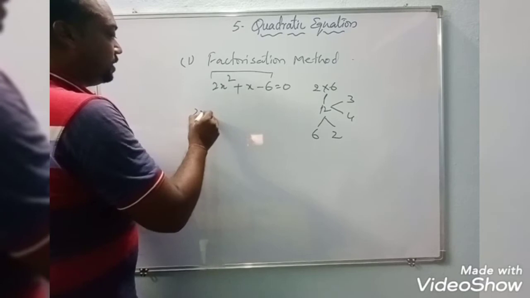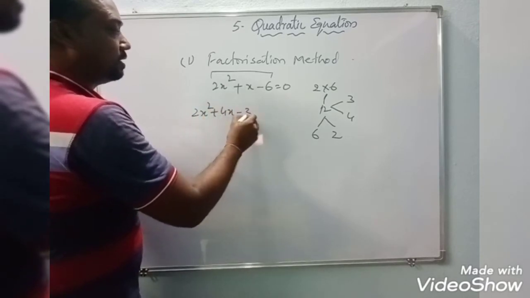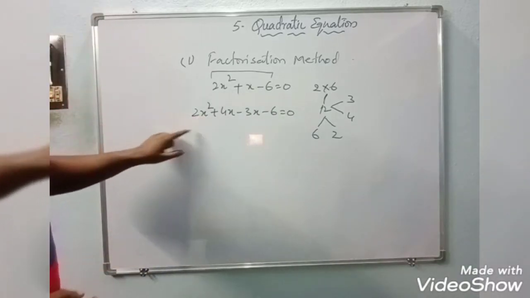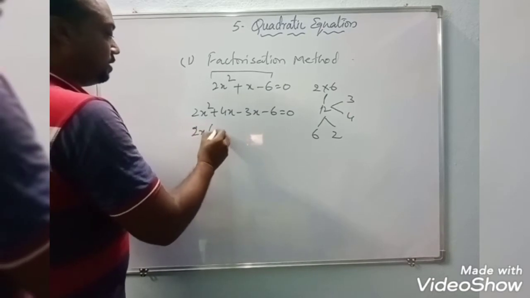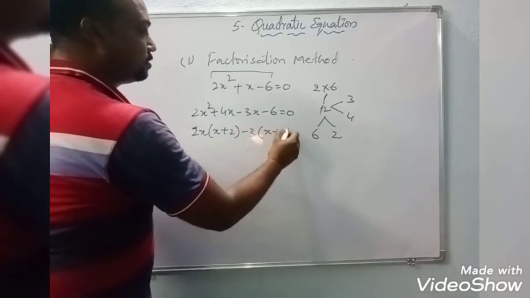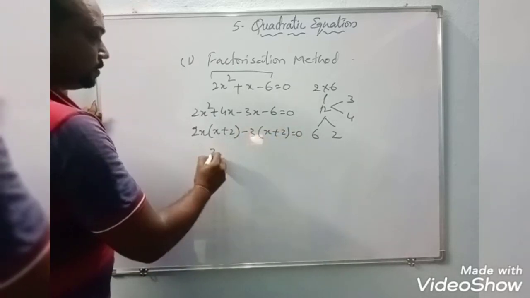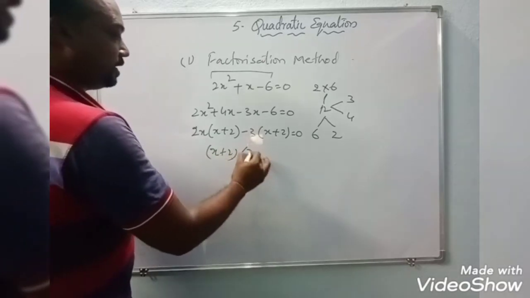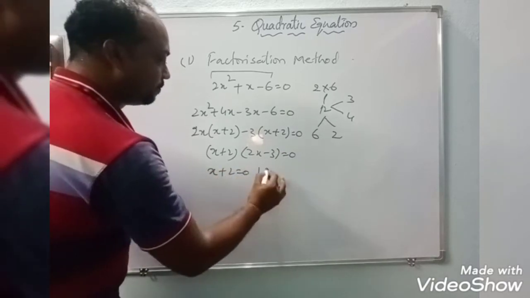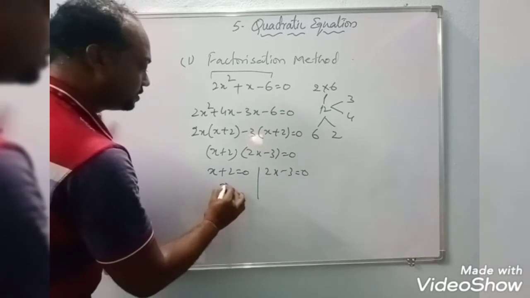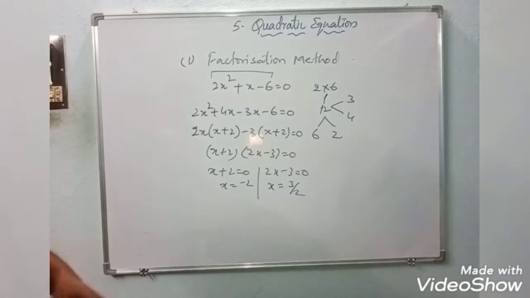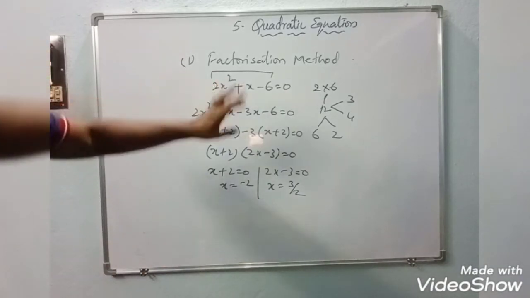So I can write this one as 2x square plus 4x minus 3x minus 6 is equal to 0. Now in these two, 2x is common, so if I remove this 2x outside you will get here x plus 2. In these two minus 3 is common, so I will get here x plus 2 is equal to 0. So here x plus 2 is common, so if I remove x plus 2 you will get here 2x minus 3 is equal to 0. So I can write here x plus 2 is equal to 0 and 2x minus 3 is equal to 0. So x is equal to minus 2 and x is equal to 3 by 2. So these are the factors of the quadratic equation 2x square plus x minus 6.